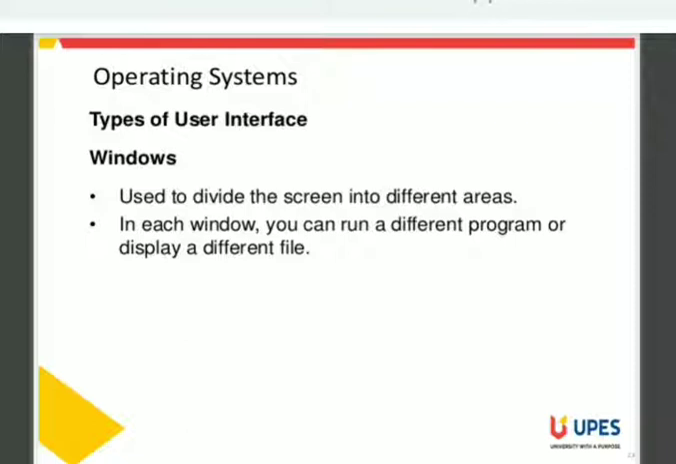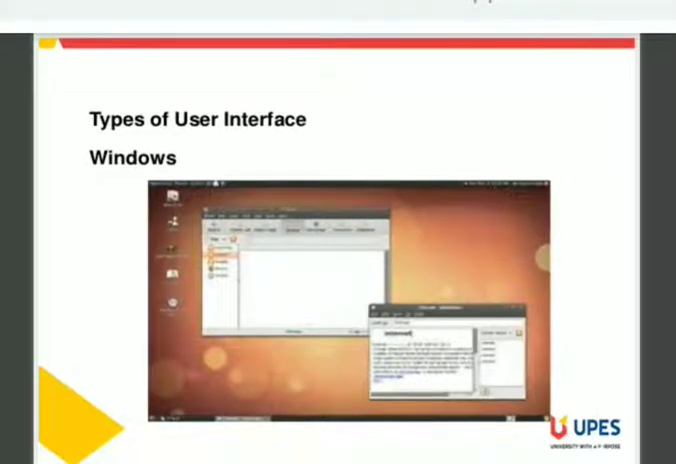The next element is windows. Windows are used to divide the screen into different areas, and in each window you can run a different program or display a different file. Here we have an example of a screen which is divided into two windows. So we can perform two tasks simultaneously here.